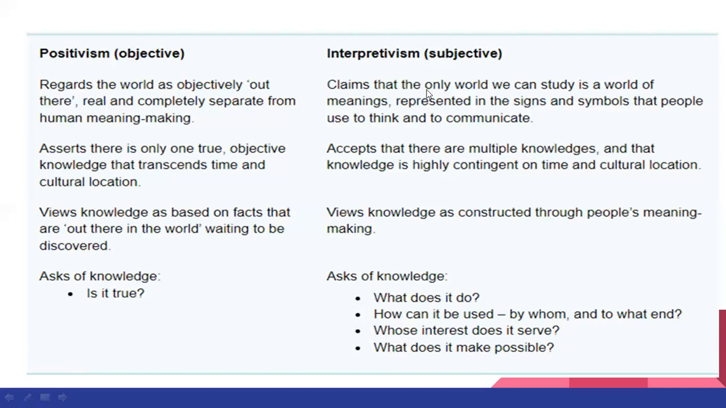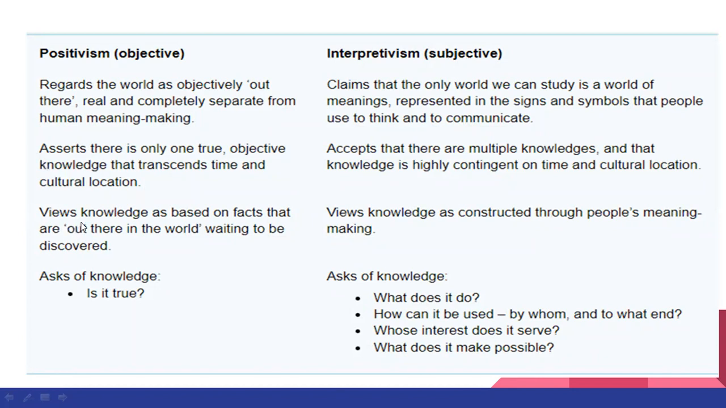So that's why these two terms: positivism for objective research, interpretivism for subjective research. Positivism regards the world as objectively out there, real and completely separate from human meaning making, while interpretivism claims that the only world we can study is a world of meanings represented in the signs and symbols that people use to think and to communicate. Positivism asserts that there is only one true or objective knowledge that transcends our time and cultural locations, while interpretivism accepts that there may be multiple knowledges and that knowledge is highly contingent on time and cultural locations. The difference is very clear with respect to this second point.